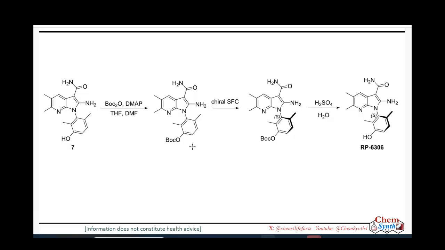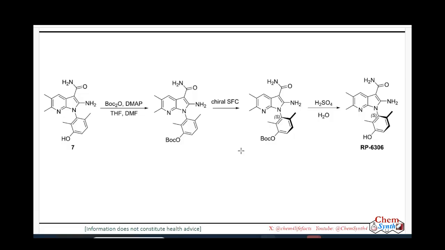They have done SFC mediated chiral enantiomer separation and took that desired S isomer of this Boc protected compound, and at the final step they performed this de-Boc reaction using sulfuric acid to get this final compound. However, you can see here also they use this chiral SFC.